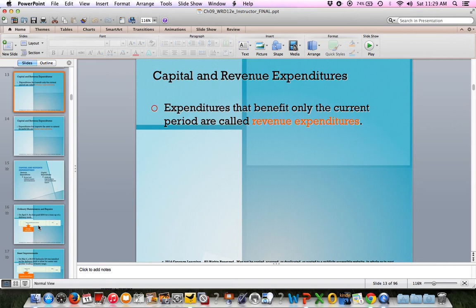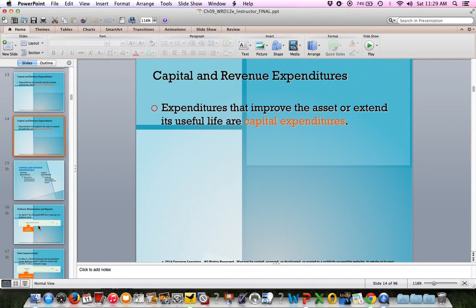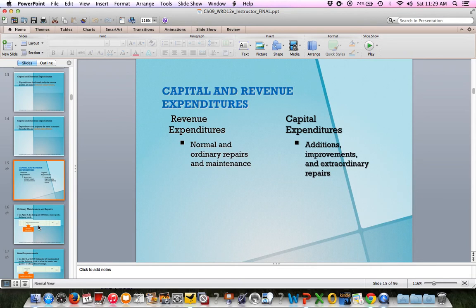Okay, so expenditures that benefit only the current accounting period are called revenue expenditures. Just be aware of that term. Expenditures that improve the asset or extend its useful life would be a capital expenditure. Okay, and so there's a difference between the two. And so here is kind of just a little bit of a definition between the two. And make sure you understand these. This is a really easy thing for me to ask you about.